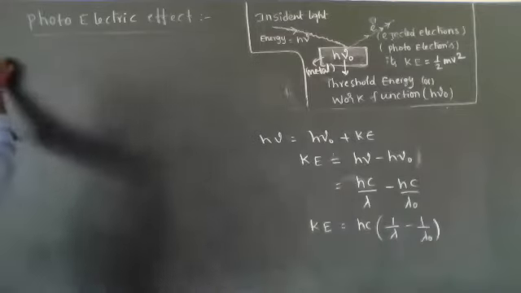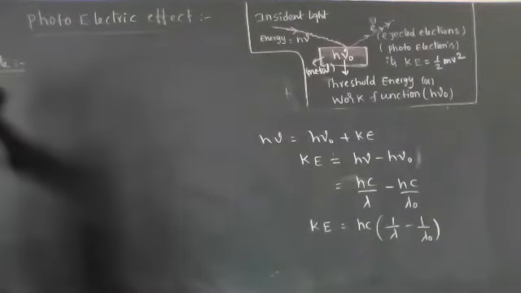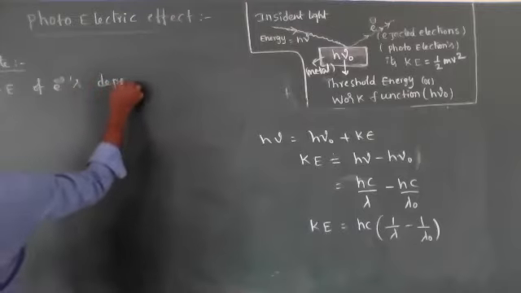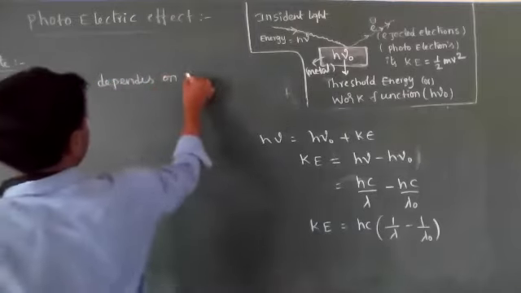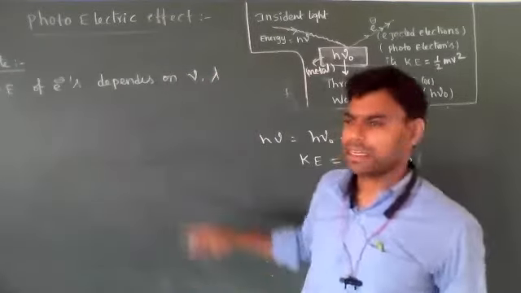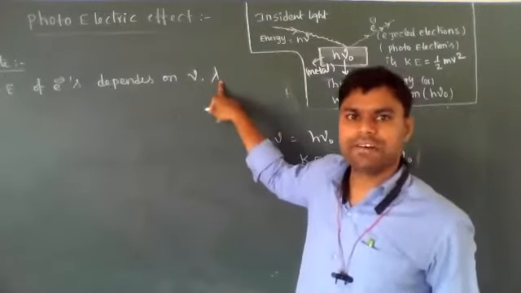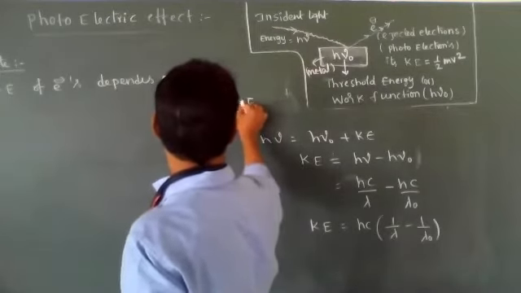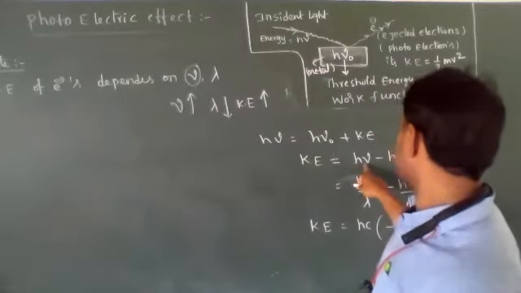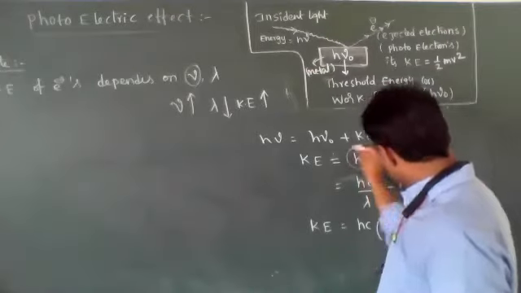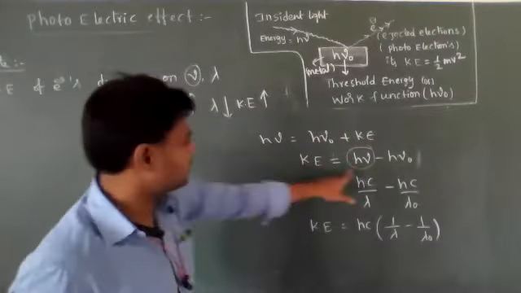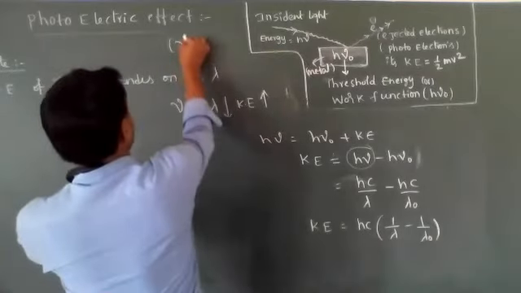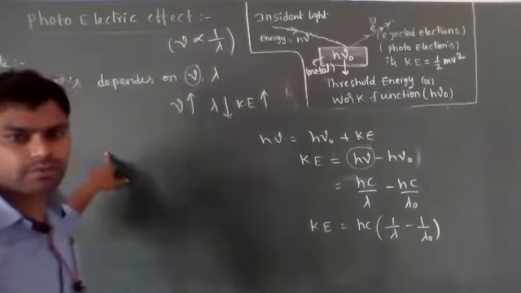Okay, so note the first point. Kinetic energy of electrons depends on the incident light frequency as well as wavelength, because as the nu value increases and the lambda value decreases, kinetic energy increases, since kinetic energy is equal to h nu minus h nu naught. When the frequency increases, the h nu value increases, then the kinetic energy value increases, and the lambda decreases, because nu is inversely proportional to wavelength.